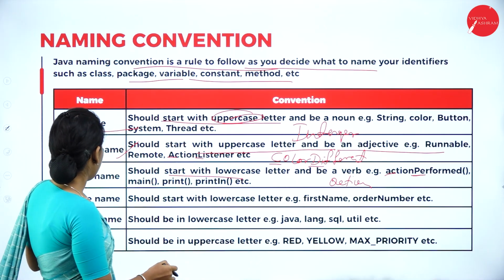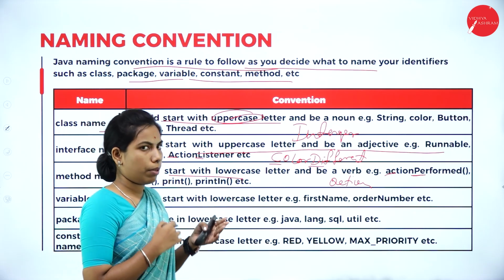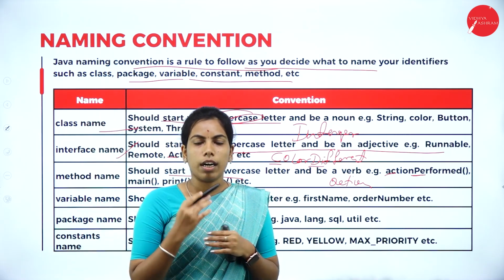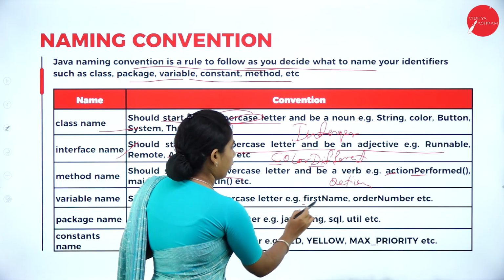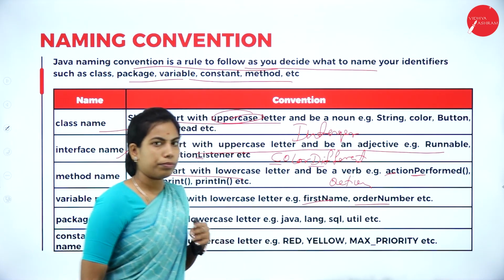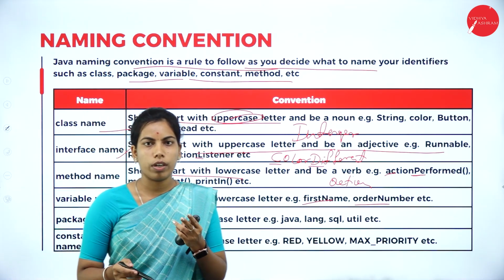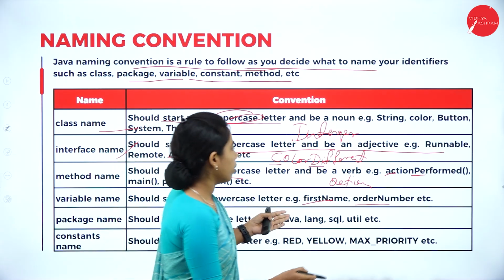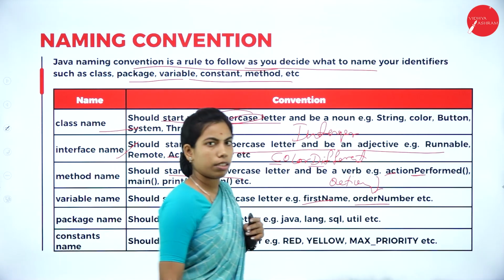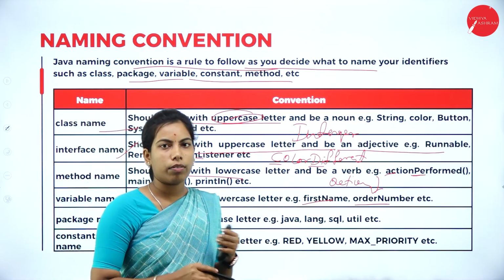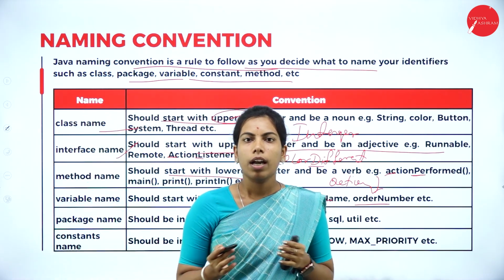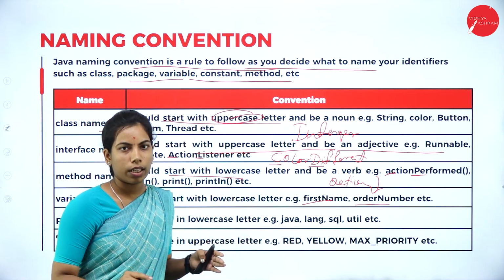And also variable names, always variable names are all in what? Small case only, not a capital letter. So that's why first name and order number, if any variable contains two words or two sentences, you can use the method name style itself. And also come to the package name. Always the package name should start with lower case, not uppercase. All packages are in lower case itself.